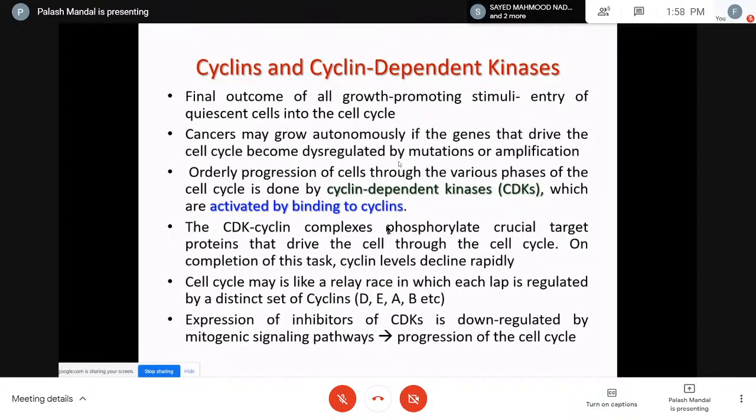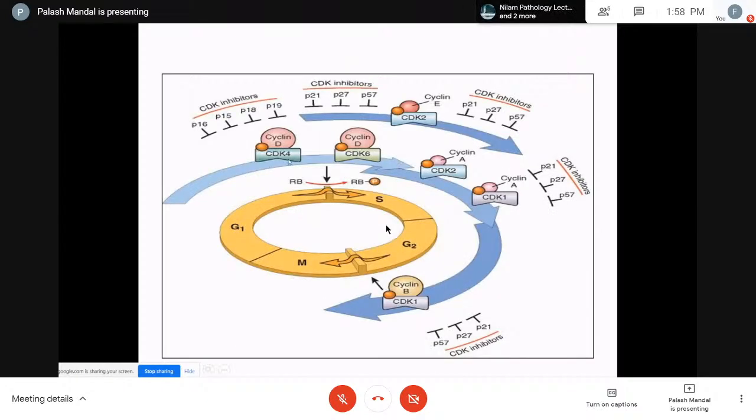And what are those genes? There are two sets of genes. One are the CDKs, that is the cyclin dependent kinases, and the other are the cyclins. The cyclin dependent kinases are activated by binding to cyclins. So these are the CDKs, CDK4, CDK6, CDK2, CDK1, and so on. And they are activated by specific cyclins, like this one is activated by cyclin D, this one is activated by cyclin A, and so on.